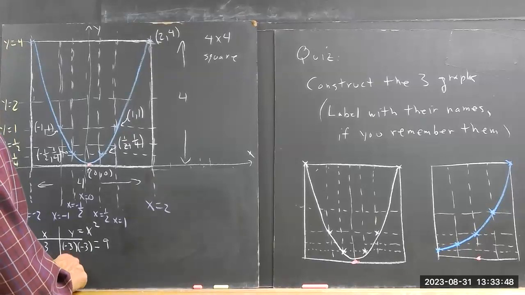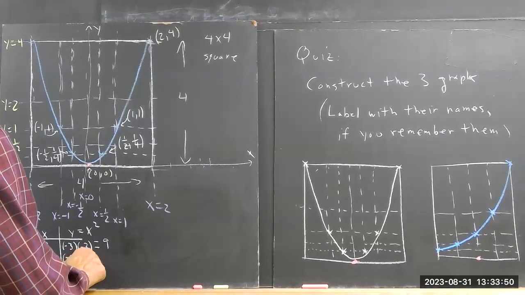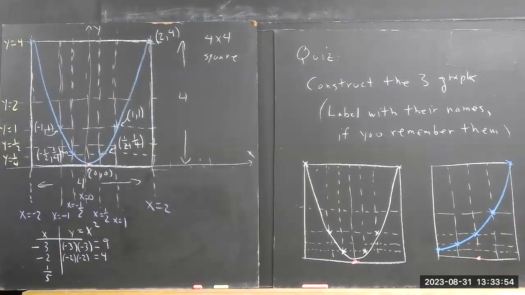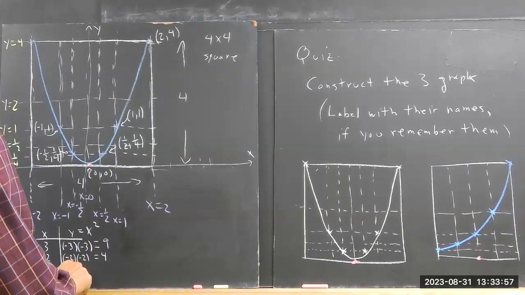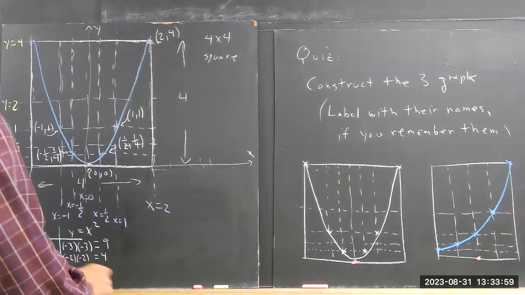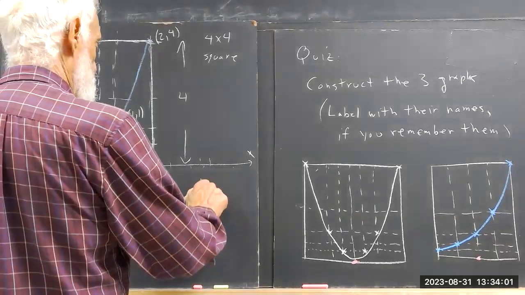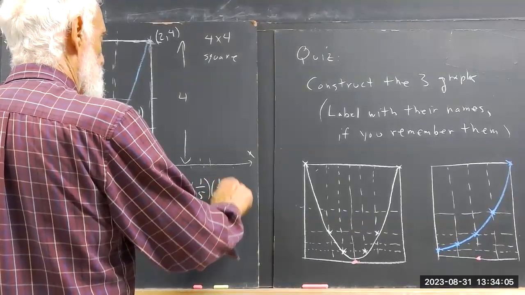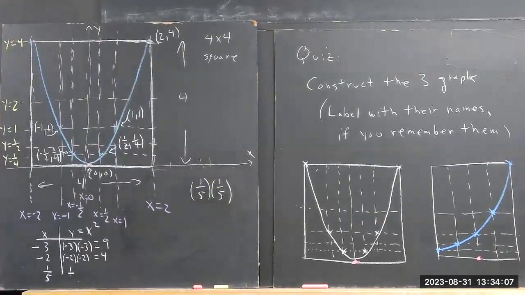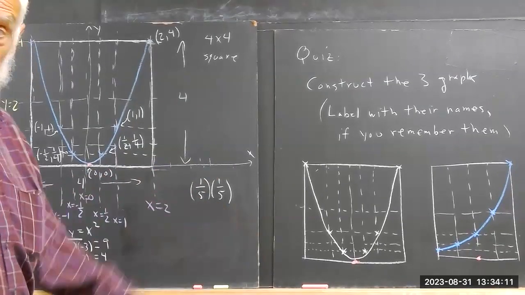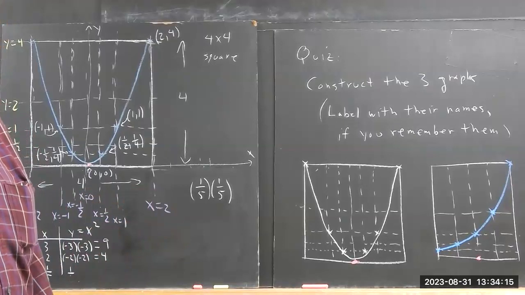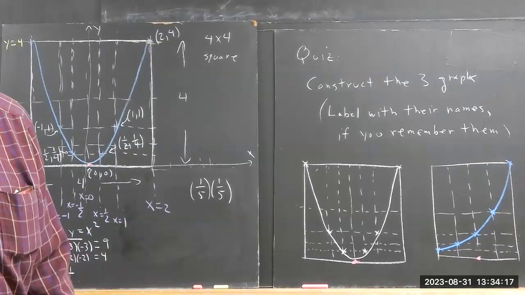Okay, so here, -2 times -2 equals 4. With 1/5, let me write out that 1/5 times 1/5. Well, how do you multiply fractions? You multiply the numerators and multiply the denominators. How do you add fractions? You don't add the numerators and add the denominators.